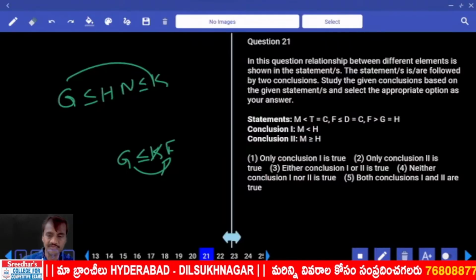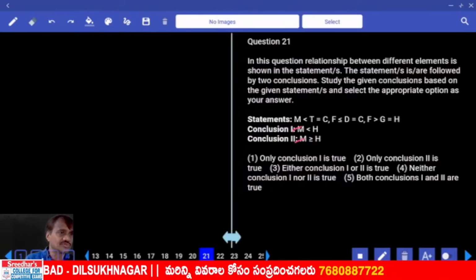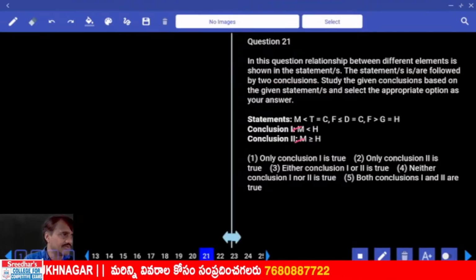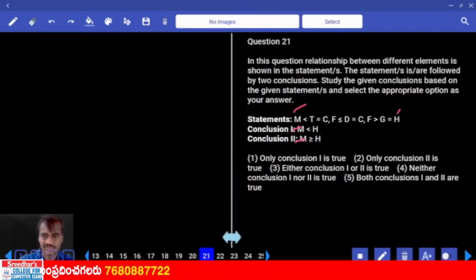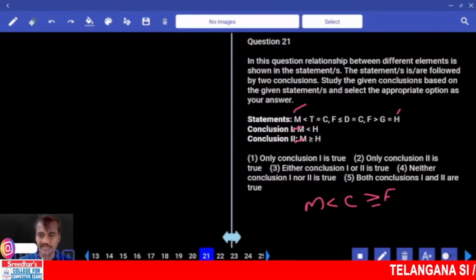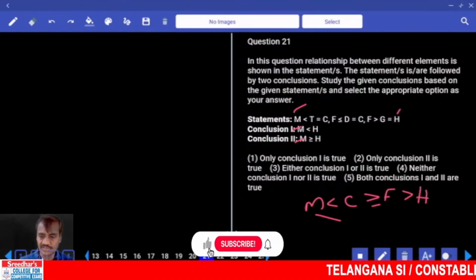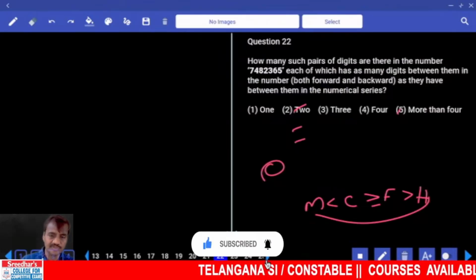The next one, 21st. Now M lesser than H, greater than or equals to H. All the 3 symbols are present in between M and H. Then in between M and H, we need to have opposite symbols to get either or. M is here, H is here. Tell me which element is common? F. M lesser than C, F lesser than or equals to C means C greater than or equals to F. F greater than H. M and H, opposite symbols. Hence either 1 or 2, choice 3, 21.